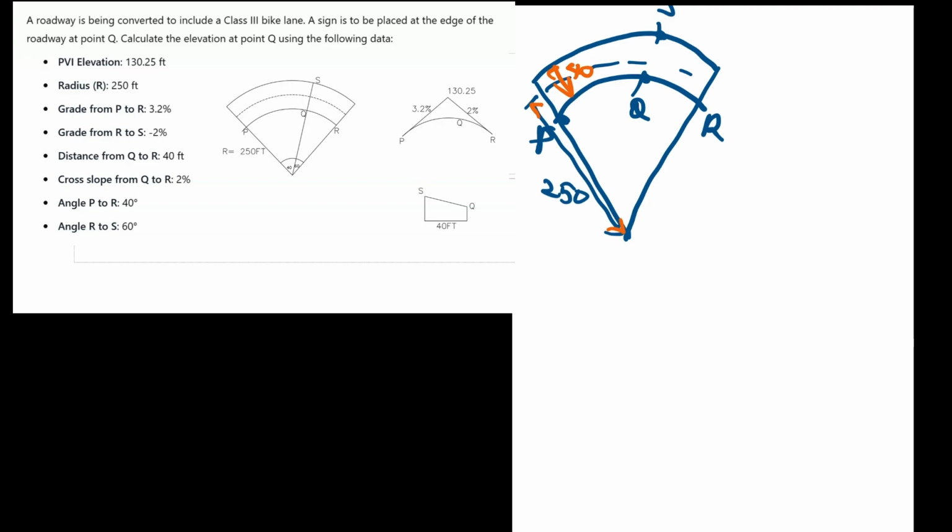They have given us the radius of this curve, which is 250 feet. But since the P is in here, we actually have to get into this, which they have given as 40 feet. So we have to get the length of that. So let's see. This is the first thing. This is P. And then they also gave us the gradients. The gradient is 3.2 percent. Here it's a negative 2%, and this is R, this is P. And the elevation at PVI is 130.25 feet.